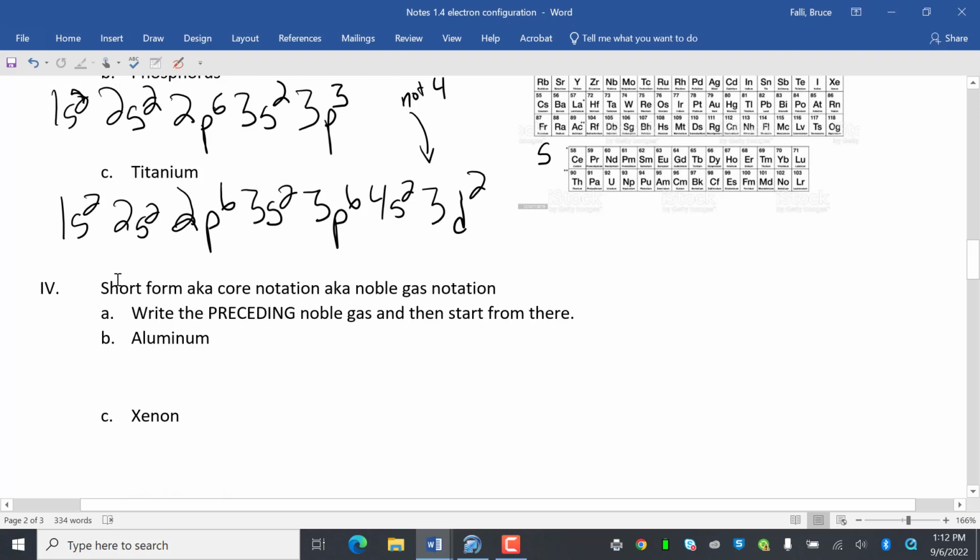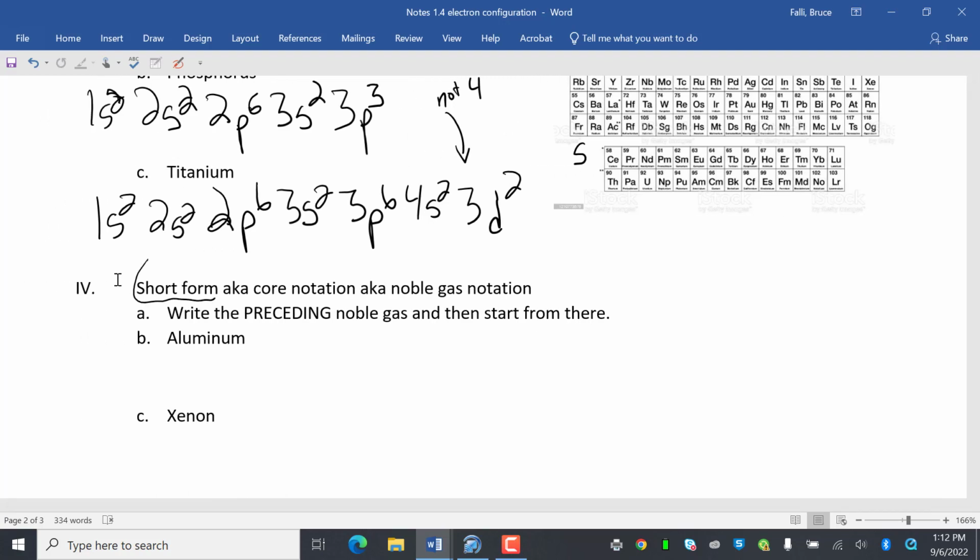So this has a bunch of names. Short form is name number 1. Core notation is name number 2. And noble gas notation is name number 3. So this is just a way of writing this shorter. See how titanium got long? So we're going to do some shorter ones. So we're going to write the preceding noble gas. I'm going to put the noble gas in brackets here because we have to put it in brackets and start from there.